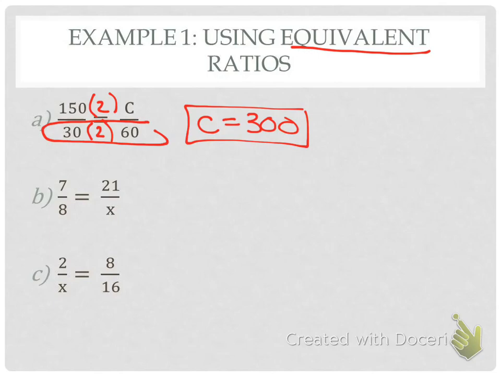All right, so I want you to try to do B on your own. So what's my missing link? 3. Okay, my missing link, very good, is 3. So I put 3 in parentheses, and 7 times 3 is 21, so what's 8 times 3? 24. X equals 24, very good.